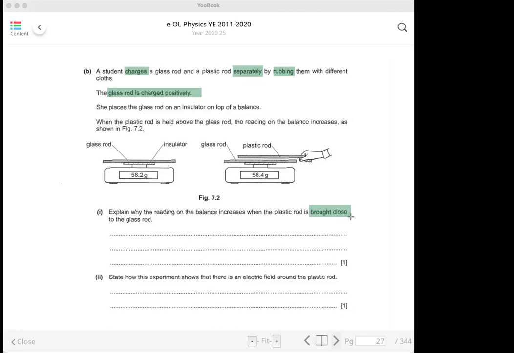Ray, there is no increase in mass. There's only an increase in force. So I will not give you the mark for part 1. Okay, quickly, the rest of you, quickly give me your answer.